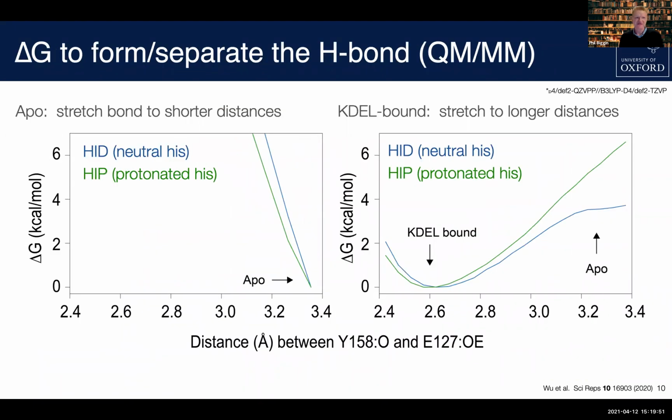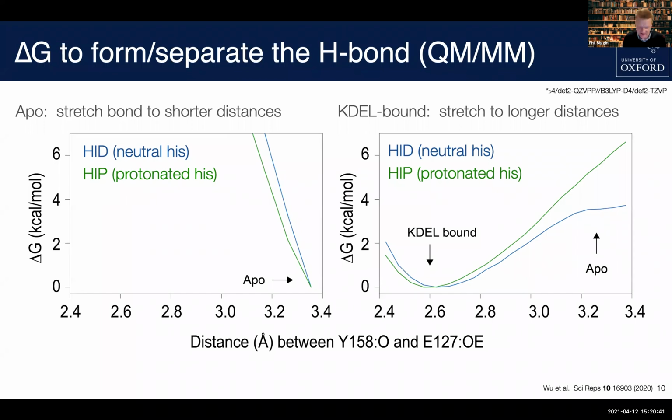And then, just the last kitchen sink for this kind of calculation, we decided to check this using QMMM calculations, this time doing a kind of free energy calculation. In the apo state, you remember, hopefully, that the distance between the two oxygens is larger than in the KDEL bound state. So we try to squeeze them together, starting here and moving left. If we compute the free energy, it doesn't really matter whether you protonate the histidine or not. The energy rises very, very sharply. It doesn't really want to do that.